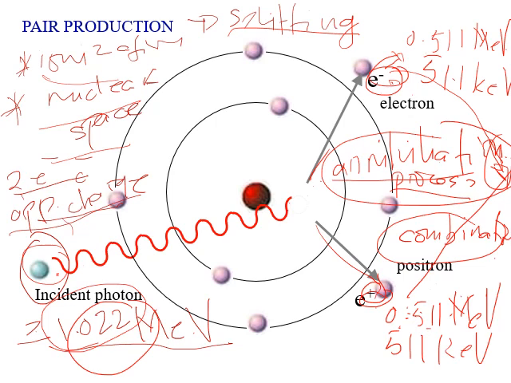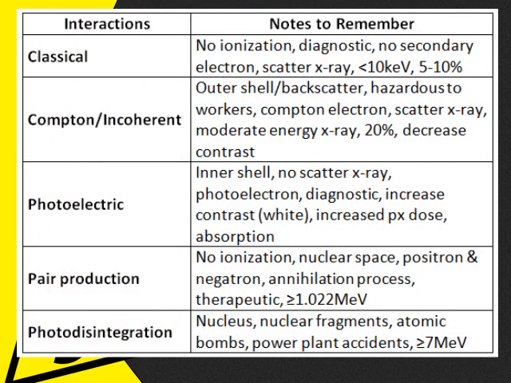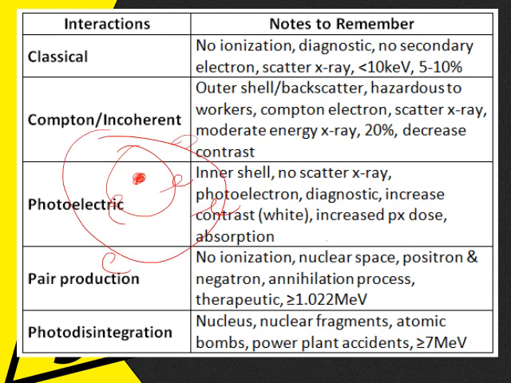And as I have mentioned earlier, pair production is important in positron emission tomography because of this positron, which we are using in this field. And lastly, for the photodisintegration, so ito lang siya. Dito ko na siya i-draw. This is the nucleus. So we have here the electrons, for example. So this is the incident photon.